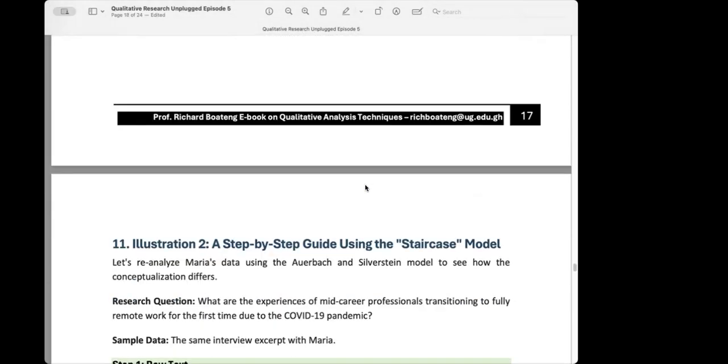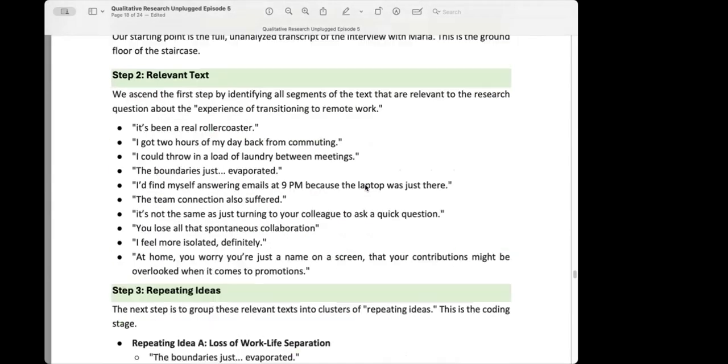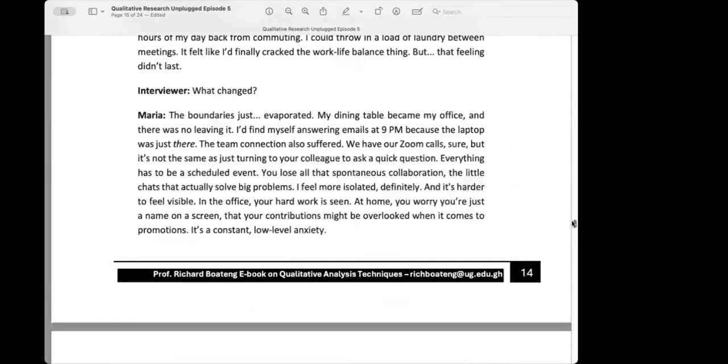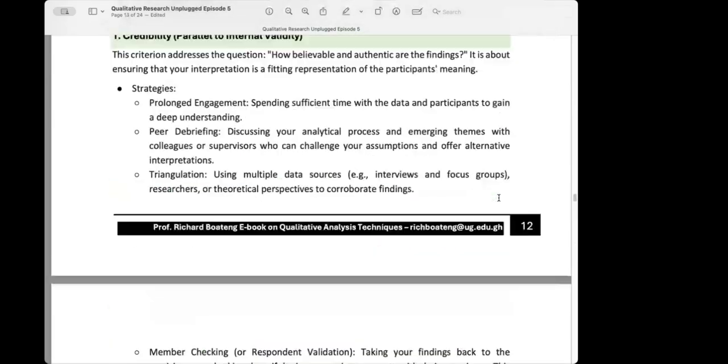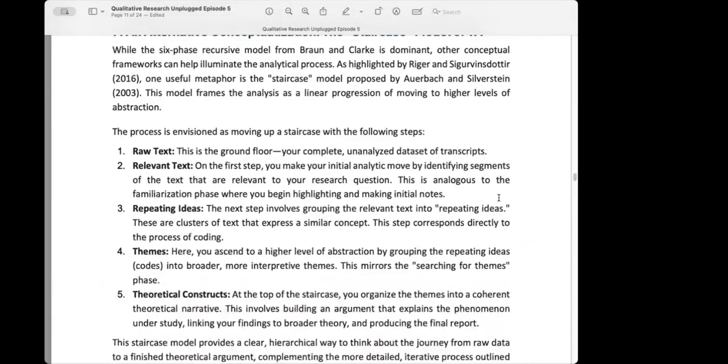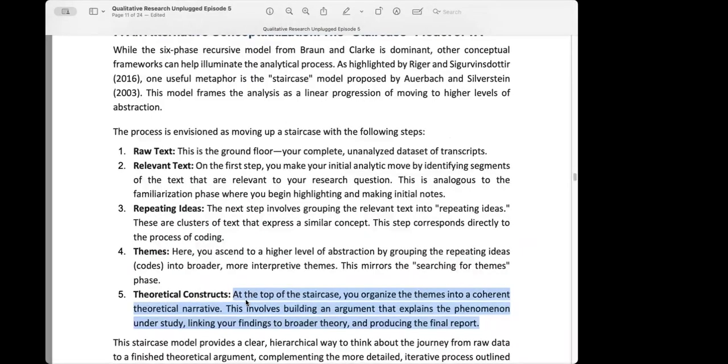Step 5, theoretical constructs. At the very top of the staircase, this is where you organize your developed themes into a coherent theoretical narrative or argument. This is where you connect your findings explicitly to broader theory in your field, building a compelling explanation of the phenomenon under study, and ultimately producing the final report or thesis chapter. It's about moving from your empirical findings, the themes grounded in data, to a comprehensive theoretical contribution that speaks to existing literature and potentially offers new theoretical insights or models. This is the ultimate goal for doctoral research, making a meaningful contribution to knowledge. Okay, building the final argument, how would Maria's story culminate here?